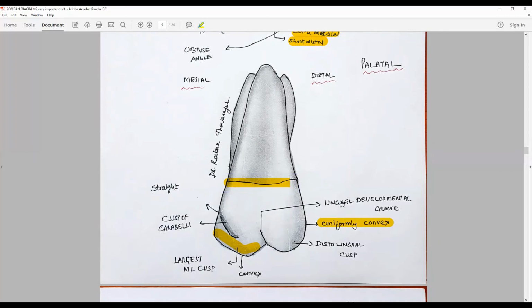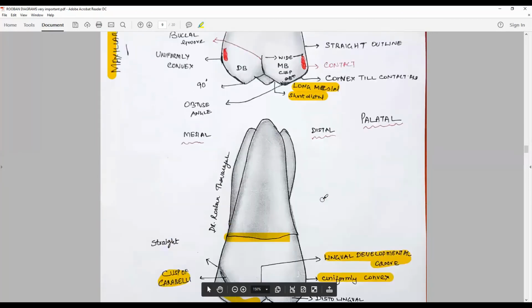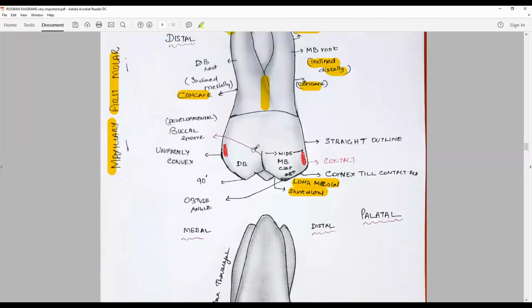We have a well-developed lingual developmental groove. We have the cusp of Carabelli. So to go again, from the mesial outline straight, forming the mesiolingual cusp, then convex, distolingual cusp, and uniformly convex. Both the cusps are separated by the lingual developmental groove. Here in the buccal surface, we forgot to mention the developmental buccal groove that separates the distobuccal from the wide mesiobuccal cusp.